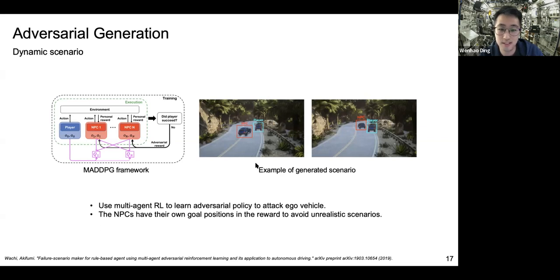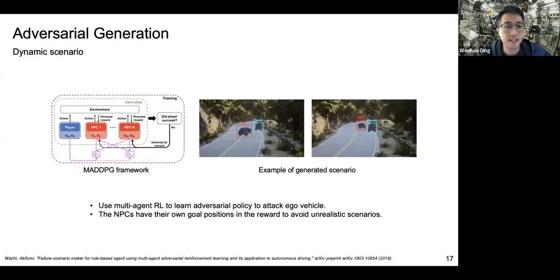So actually, they want to avoid such unrealistic things. What they do is they add an additional reward into the objective. So the NPC here does not just want to cause trouble to the ego vehicle, but it also has its own goal positions. It also needs to solve its own problem, to reach the position maybe in the future. That's why it can balance these two goals. One is to go to the goal position, and another is to make some trouble for the player, the ego vehicle. And considering these two goals, finally they can generate something that is both risky and also realistic. Yeah, that's, I think, very interesting in this work.